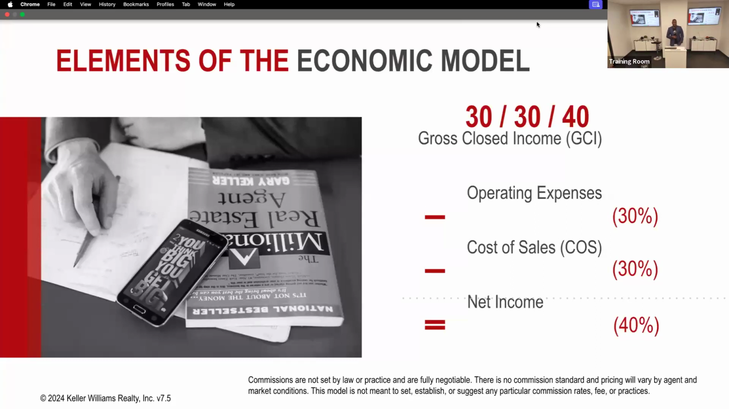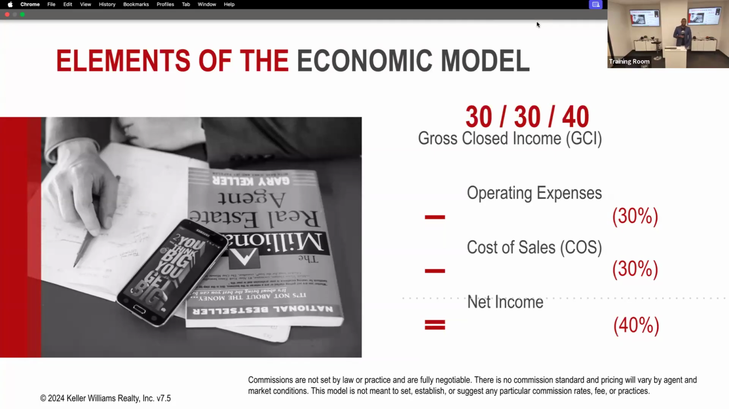And so when we look at the economic model, you heard Jerry say 40%. That's because he's following the economic model. So Gary believes that 30-30-40 is possible. So 30% to expenses, 30% to cost of sale. And that's going to be different for everyone. These are scalable, but it should lead to a net income of at a minimum 40%.